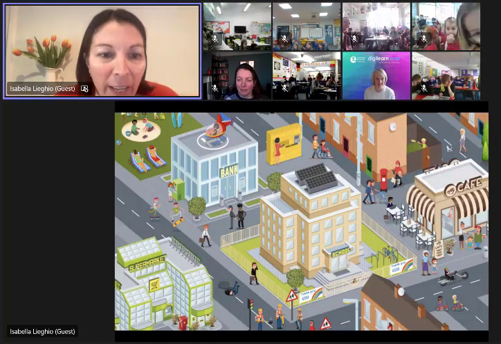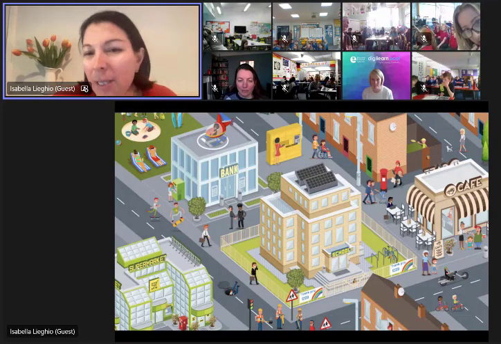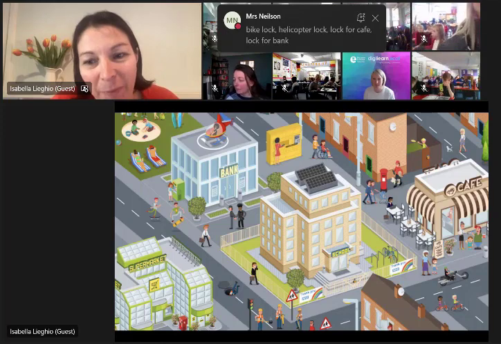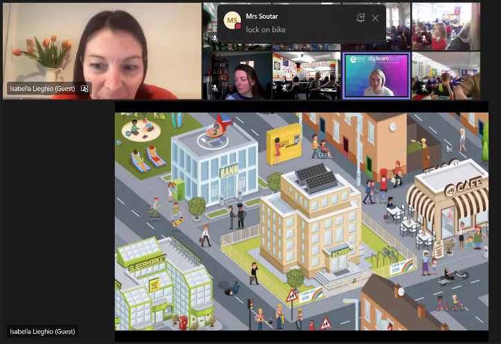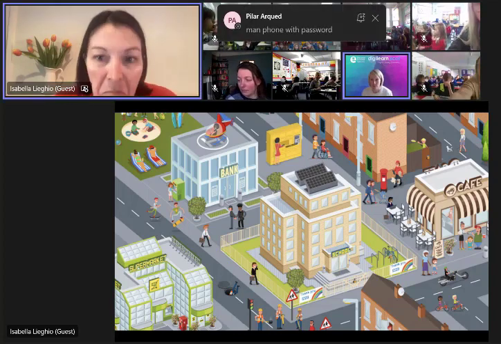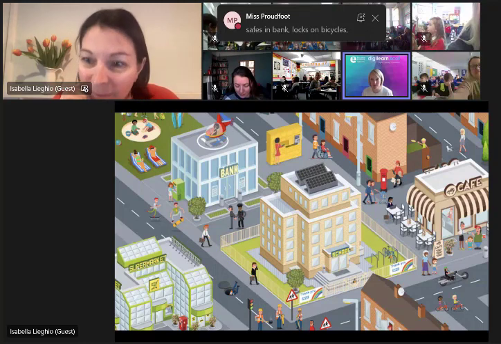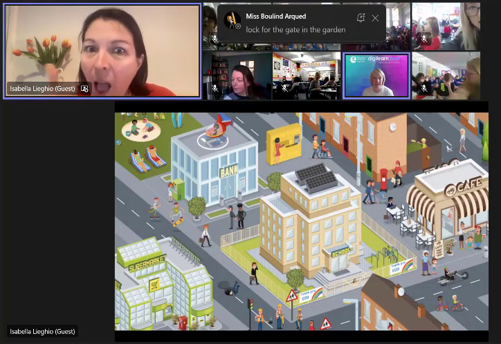Yeah, if you could just tell me, Louise, if any of the locks or passwords that people have spotted in the picture, that would be fabulous. Great. So we have got, there's a lock on a bicycle. We have got a helicopter lock. We have got a lock for a cafe, a lock for a bank, lock on the bike. The man's phone has a password, no doubt on it.